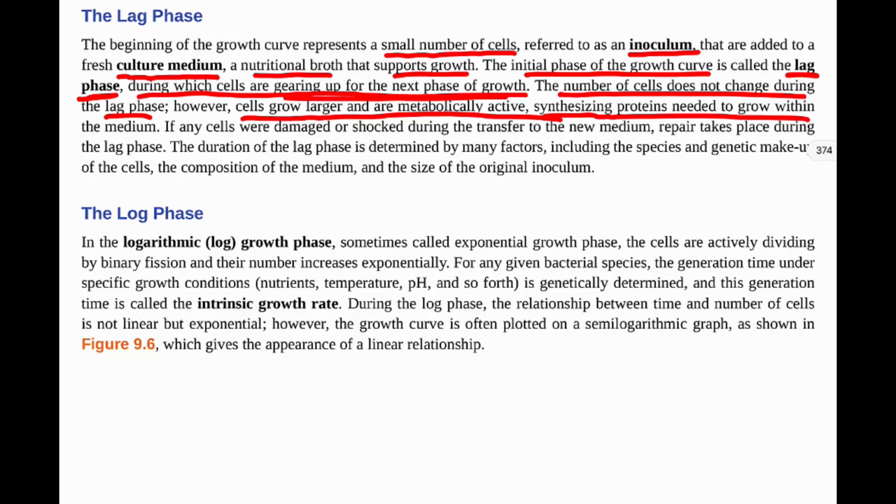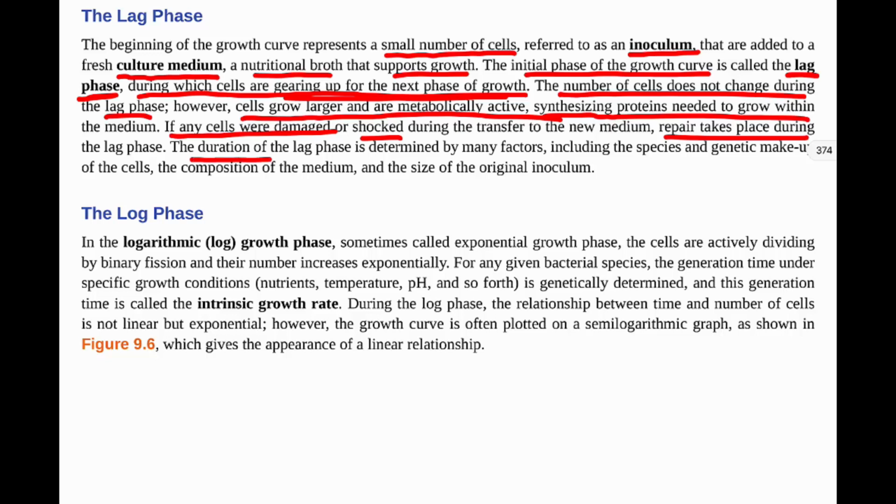It'll be building up all of its other cell components so that it can go through binary fission. Also, if any cells were damaged or shocked during that transfer into the new medium, then that's when these cells will be going through repair. So in the lag phase, again, we don't have a growth of cells. They're going through repair, making what they need in order to exist in the new medium, and preparing for binary fission, so growing the cells. They're seen as being larger.